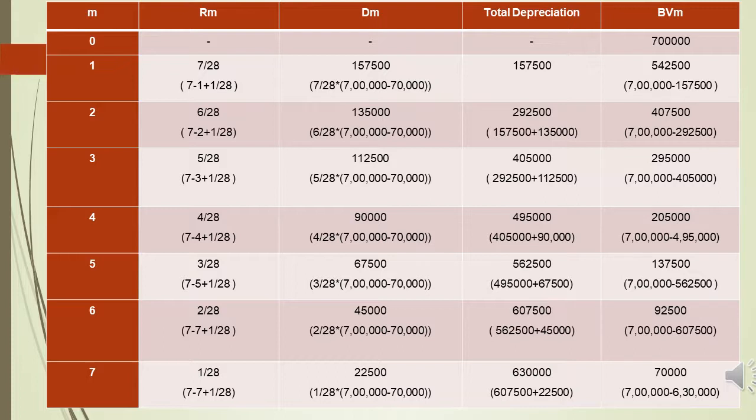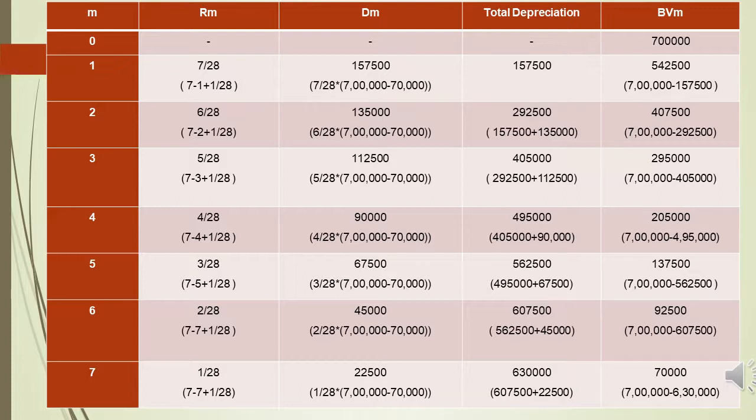Next, I am going to calculate the BV value for the fourth year. So I will subtract from 7 lakhs the total depreciation value of that year. So 7 lakh minus 4,95,000. I will get the answer as 205,000.